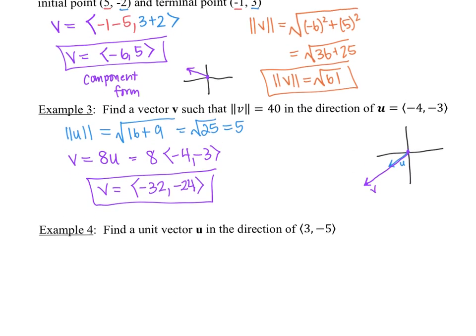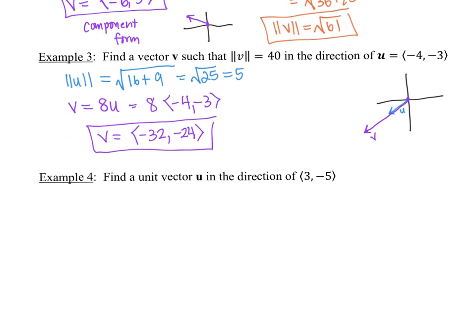Okay, one more example. It's similar to example 3, but it's trickier because we're going to get smaller rather than bigger. Okay, so for the last example for today, it says find a unit vector u in the direction of 3, negative 5. Okay, and if you recall, unit vector means that I want the magnitude of u to be 1.